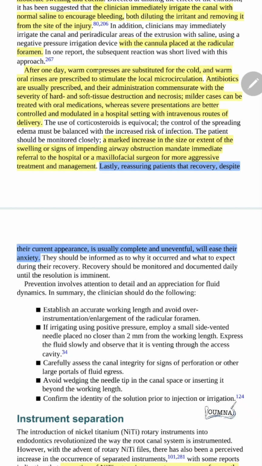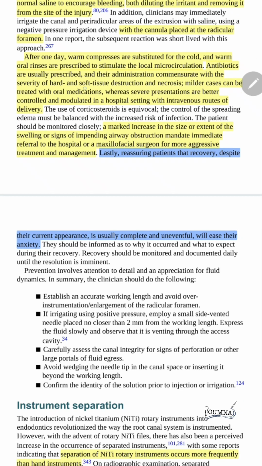After 1 day, we use warm compresses to stimulate the local microcirculation. Antibiotics are usually prescribed to reduce any systemic symptoms, and they can range from an oral medication to an intravenous one, depending on the severity of the case. If there is an increase in symptoms, like swelling and impeding of the airway, it becomes an emergency situation, and the patient must go to a hospital.